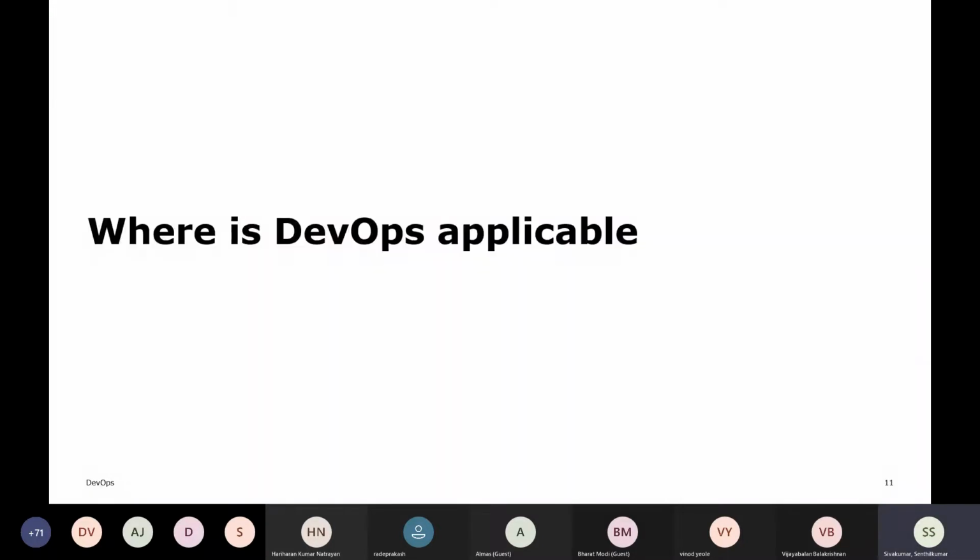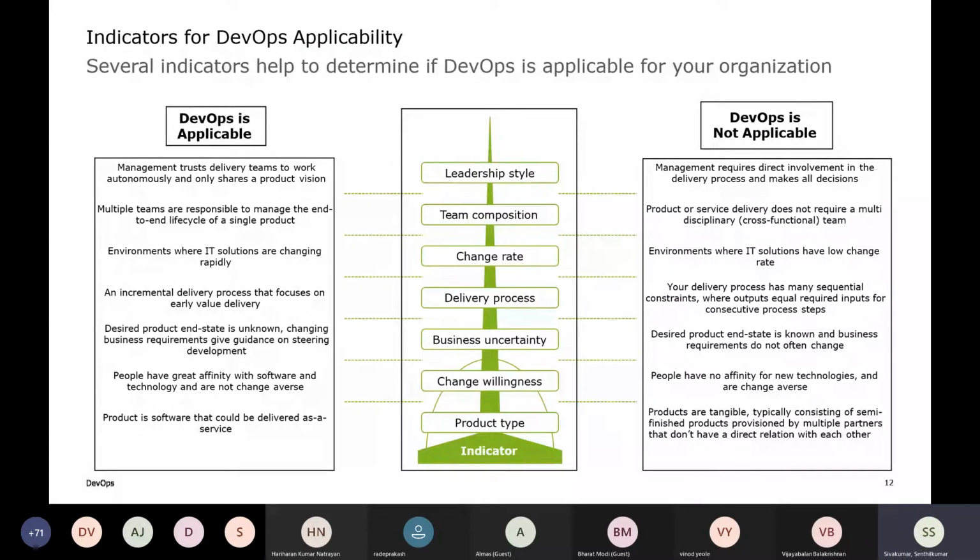Where is DevOps applicable? Now you know the definition of DevOps, the definition of the principles of DevOps, and the best practices. Now based on this, how do I determine in my organization or in my project whether it's applicable for me or not? It's a big question for everyone in the organization.